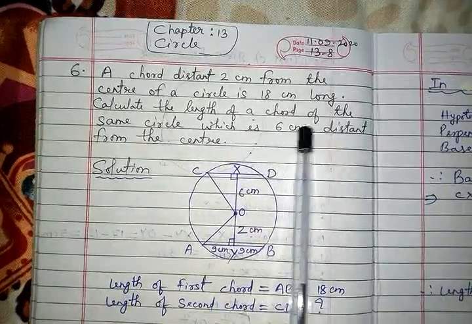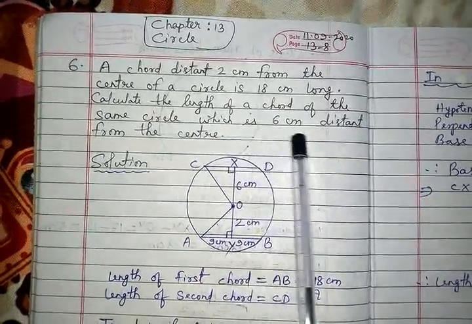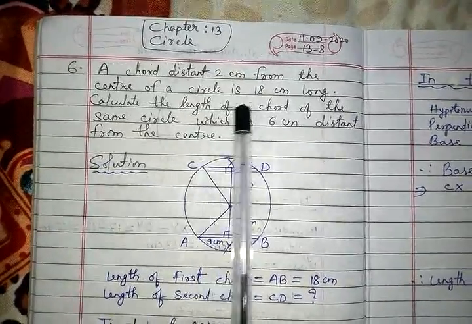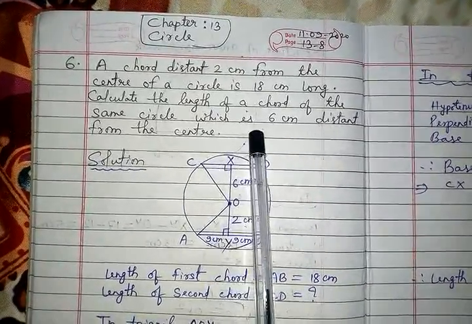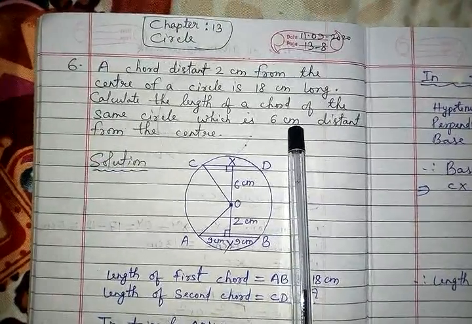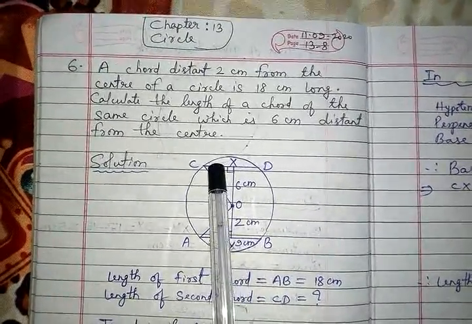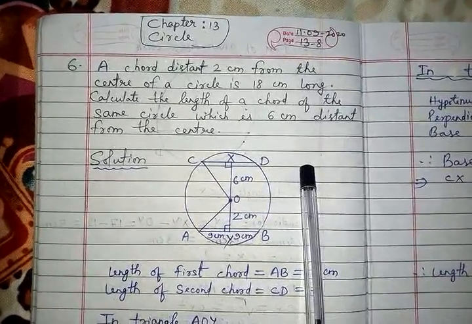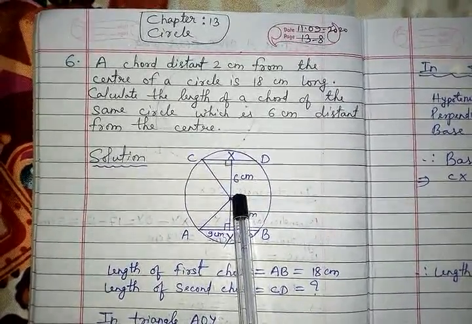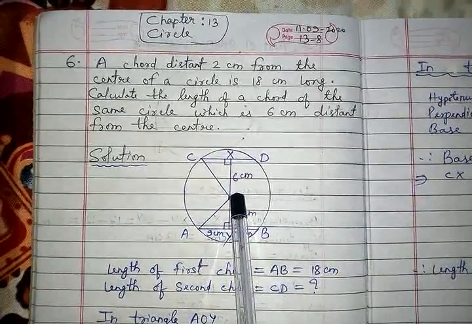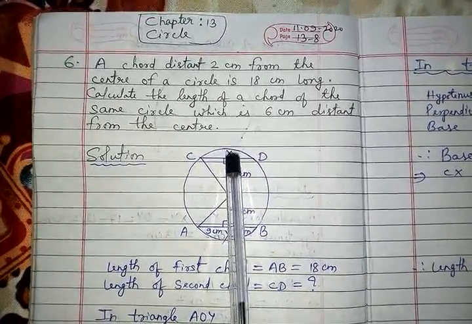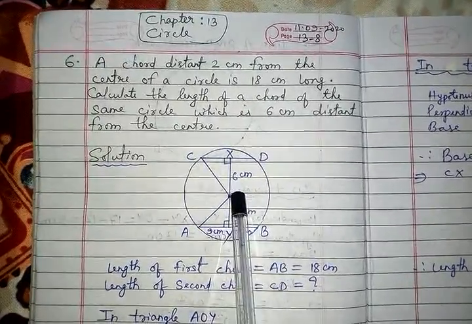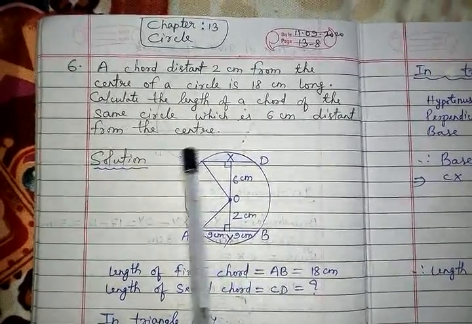Now next, calculate the length of a chord of the same circle which is 6 centimeter distant from the center. So you have to find the length of the second chord, another chord, but its distance from the center is 6 centimeter. So the second chord I made on the other side, and its name I have kept as CD. And from the center its distance is 6 centimeter. So I have written 6 centimeter for this particular part, from the center to the second chord. Now you have to find the chord CD.